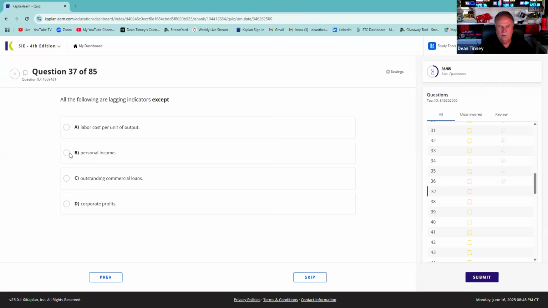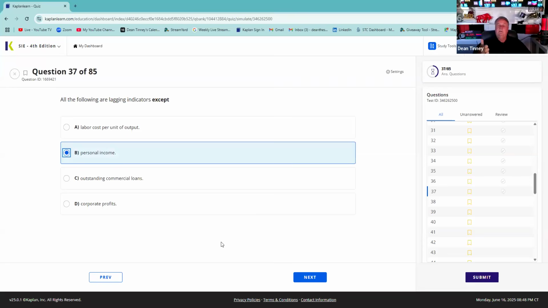I wouldn't worry about this at all on your test. What I would worry about is knowing that stock prices are a leading economic indicator because the stock market is all about our future expectations of earnings. The other one I would be aware of is an inverted yield curve. An inverted yield curve is when rates on short-term bonds are higher than rates on long-term bonds. And that's a negative leading economic indicator. Personal income in this one is coincident.